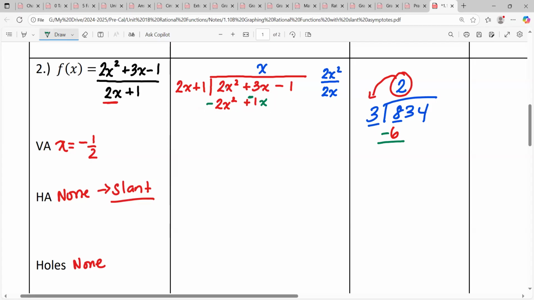If you did that division correctly, what do I get right here? 2x squared minus 2x squared. That first one should always disappear. It should always zero out if you divide it correctly. Your x squared should disappear. And then what do I have? 3x minus 1x, which is what? 2x.